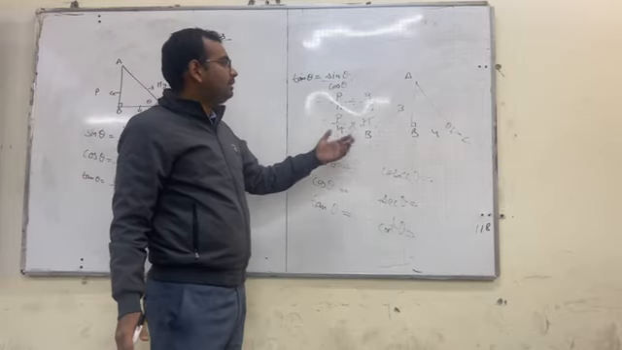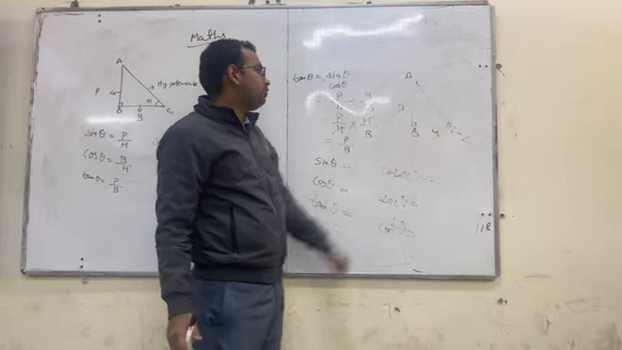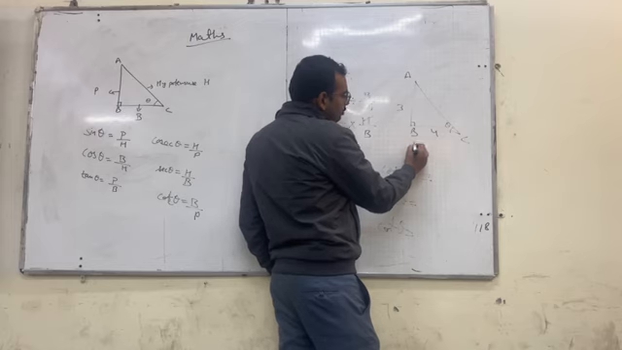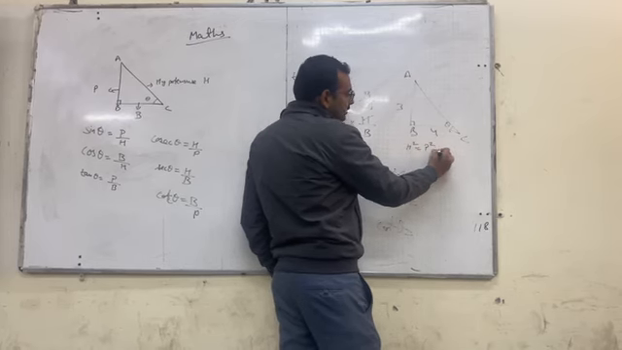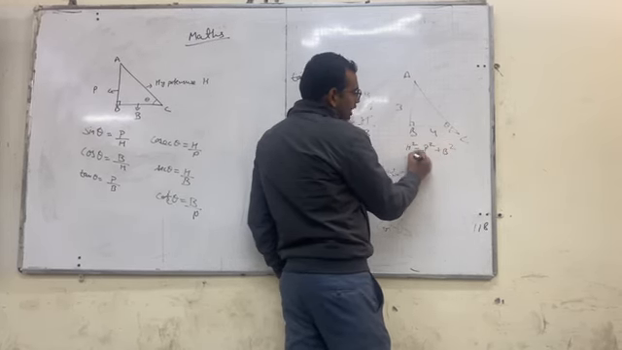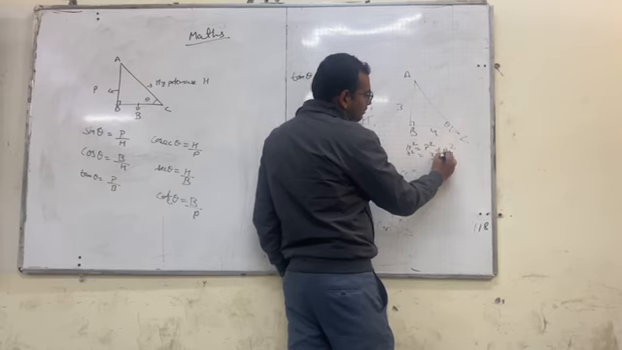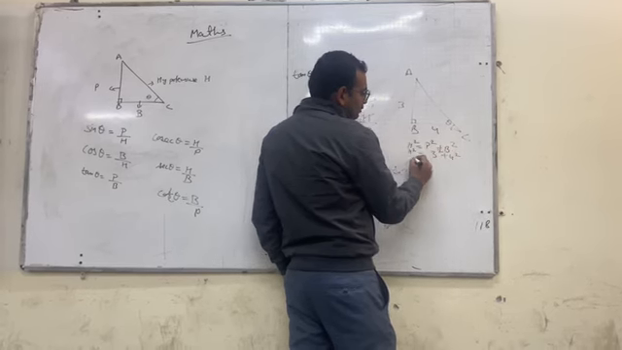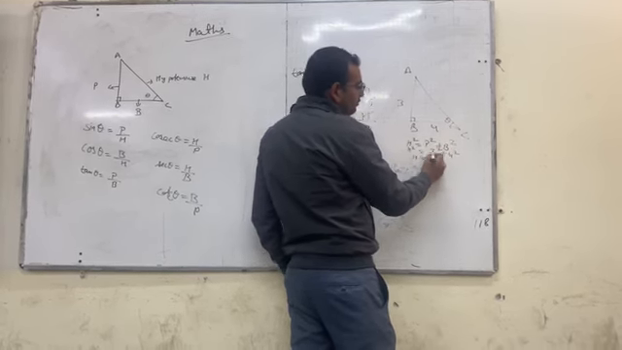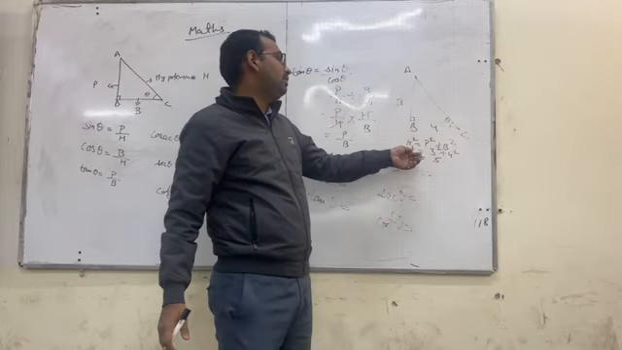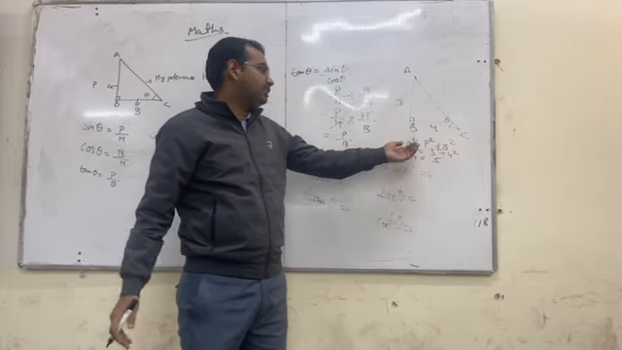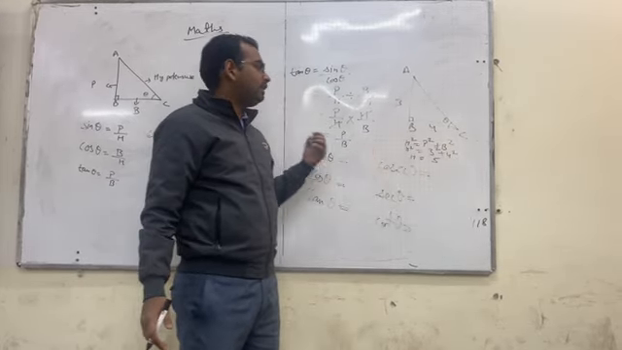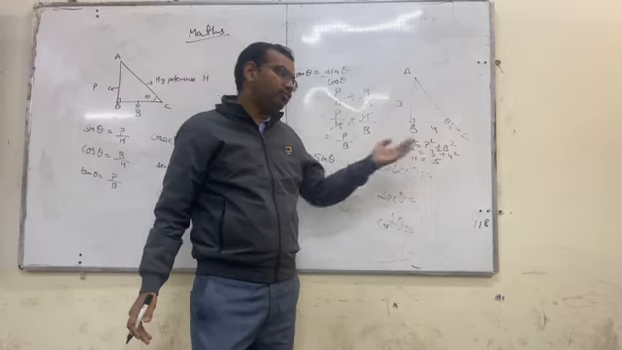So we know in right angle triangle hypotenuse square equal to perpendicular square plus base square. So hypotenuse square equal to 3 square plus 4 square. If we solve it, 3 square equal to 9 plus 4 square equal to 16. 16 plus 9 equal to 25. And if we take square root of 25, it will be equal to 5. Hypotenuse equal to 5.